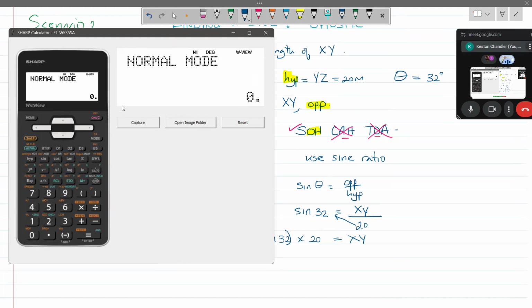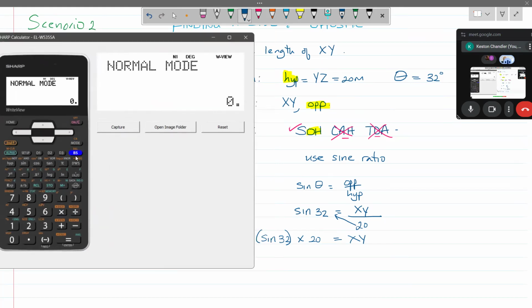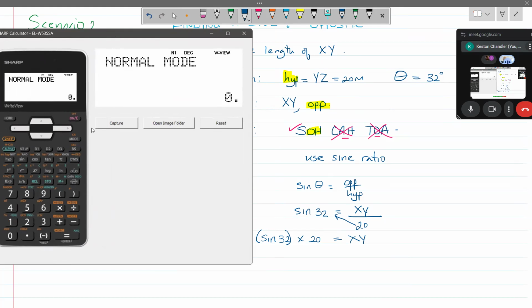Another thing too, when you're using a calculator for these type of questions, you have to make sure it's in degrees, right? You see it has DEG at the top here, that means degrees. If you see it in anything else, just hit the reset button, right? And it should take you back to degrees.